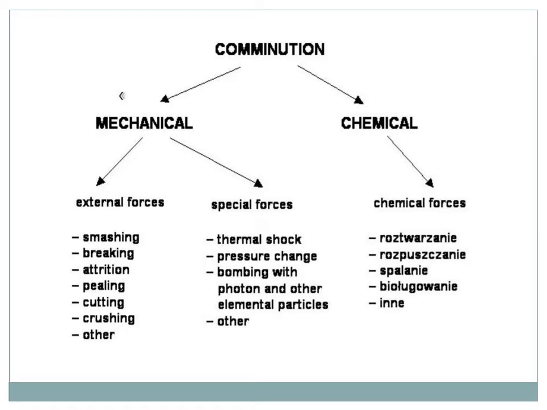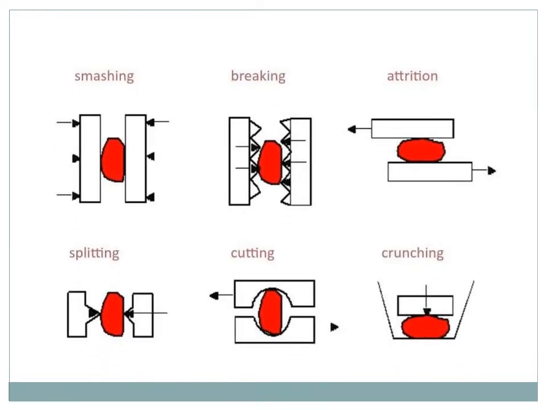the special cases. These are the different size reduction techniques or size reduction terminology which is used in the process industry. First one is smashing, second is breaking, third is attrition, fourth is splitting, fifth is cutting, sixth is crunching. These are the different size reduction techniques based upon the principles.